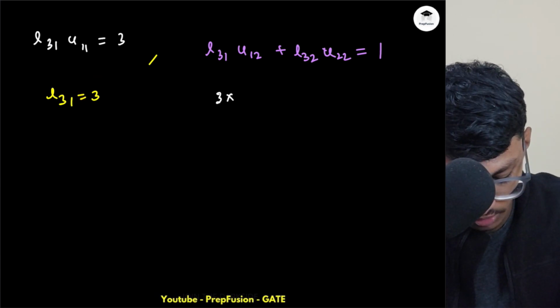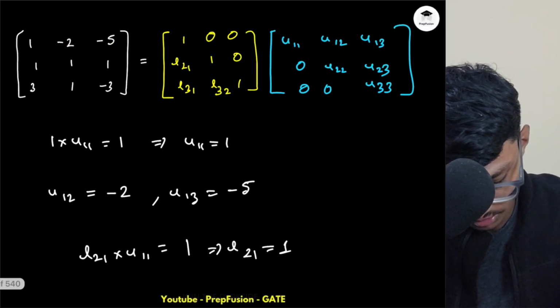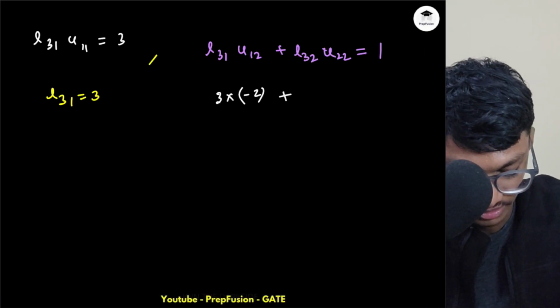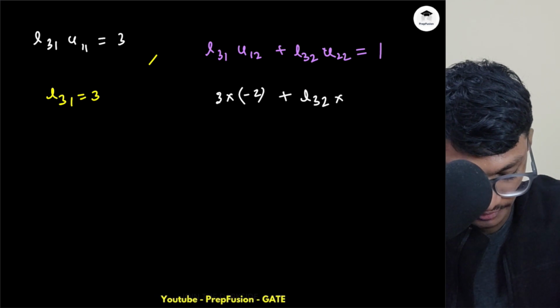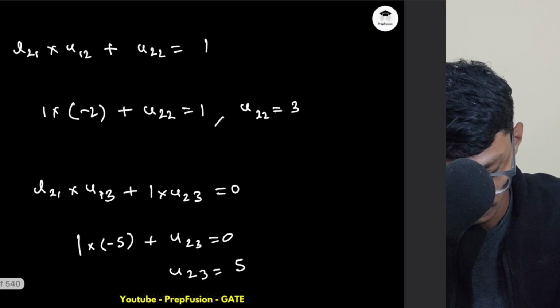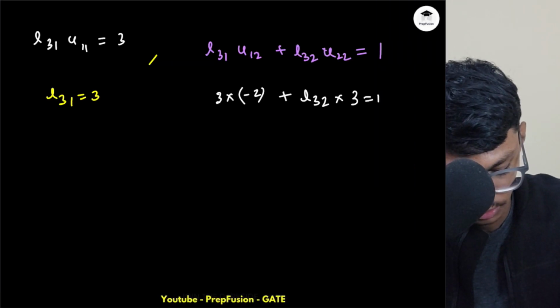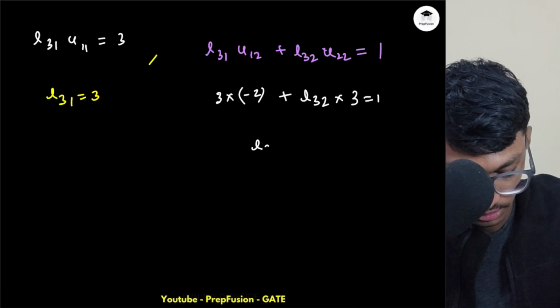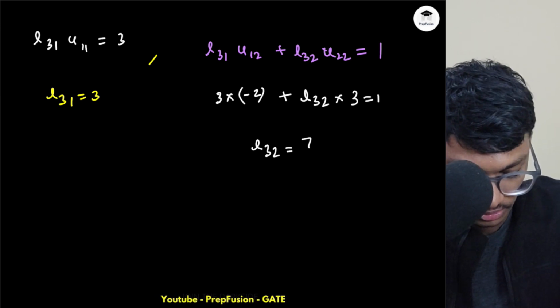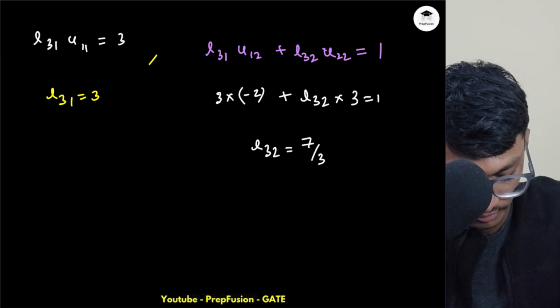And what is U12? U12 is, I believe, minus 2, right? U12 is minus 2. So 3 into minus 2. That is why this is very time consuming actually. Now L32 we have to find out the value, and U22 we have already known, which is equals to 3. So this is equals to 1. So L32, this 6 will get there, so this will be 7, and L32 will be 7 by 3.